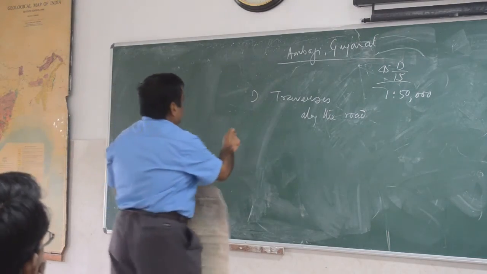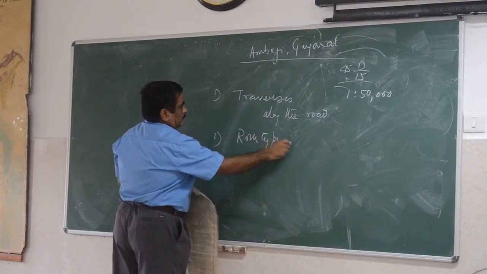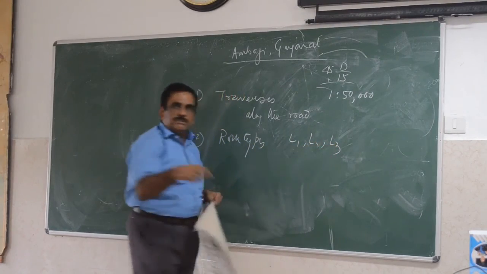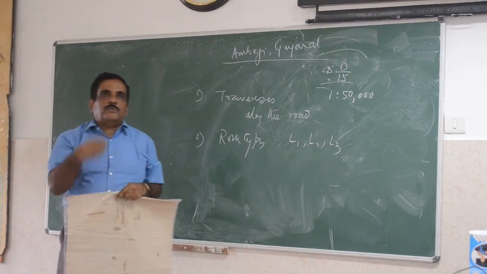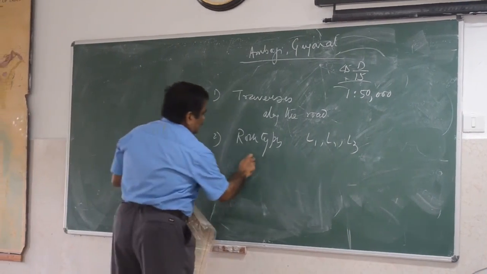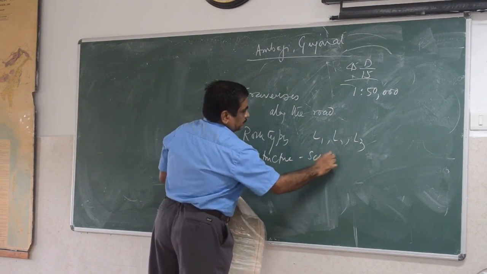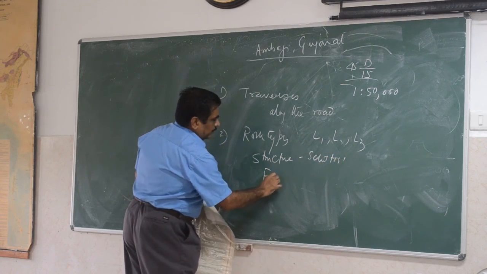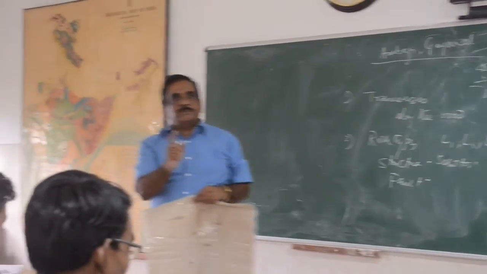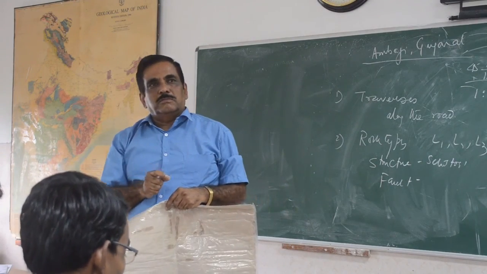Try to identify as many features as possible, such as rock types. Make locations L1, L2, L3, like this. Every 100 meters, 500 meters or 1 kilometer apart, you make a location and you see what the rock types are, and structures like schistosity plane and fault plane. These are the features you should look at for each point. You should have a field diary. In the diary you note down what rock types you are seeing.